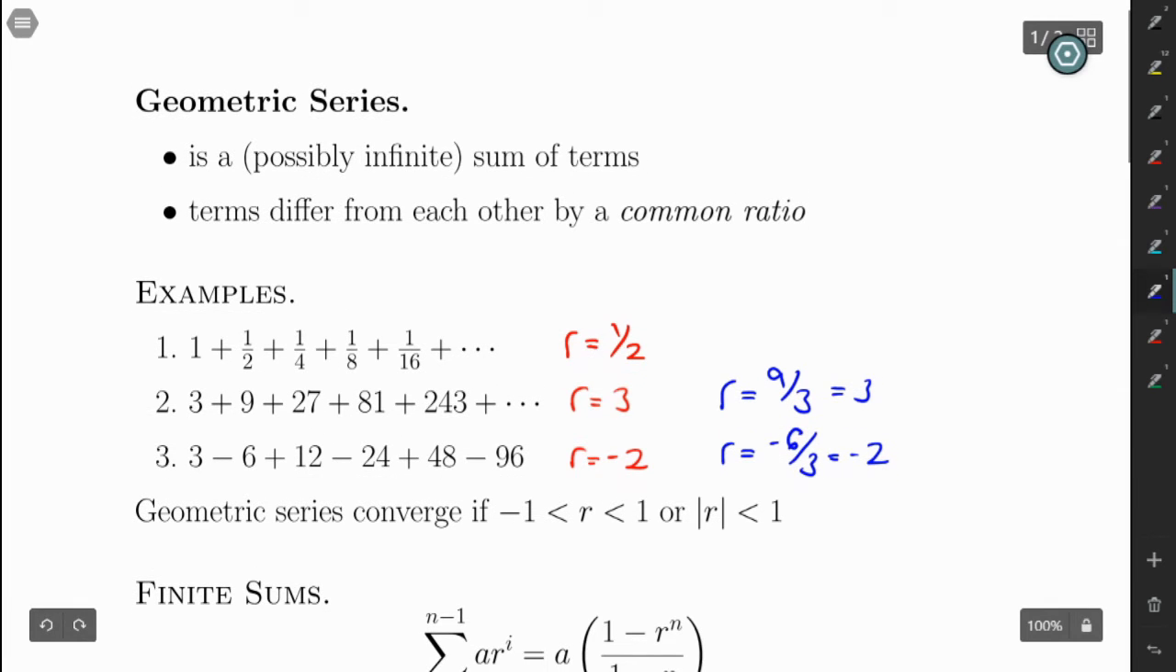Now, if the ratio falls between -1 and 1, or the absolute value of the ratio is strictly less than 1, then the geometric series converges. That sort of makes sense. If your terms keep getting smaller and smaller because you're multiplying them by some number that's less than 1, then you expect the series to converge. However, if you're multiplying your terms by some number that's larger than 1, then you can expect the terms to grow really large and the series to shoot off to infinity.